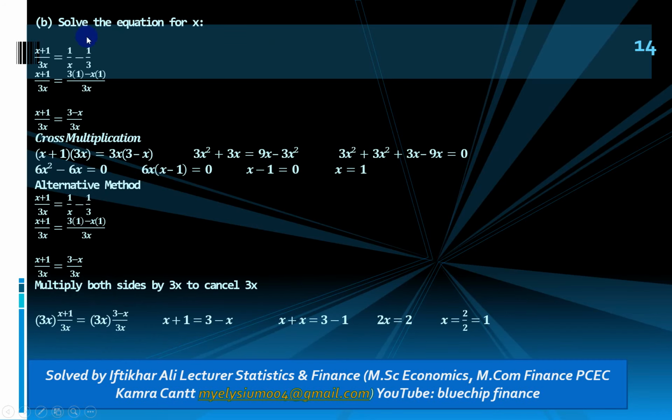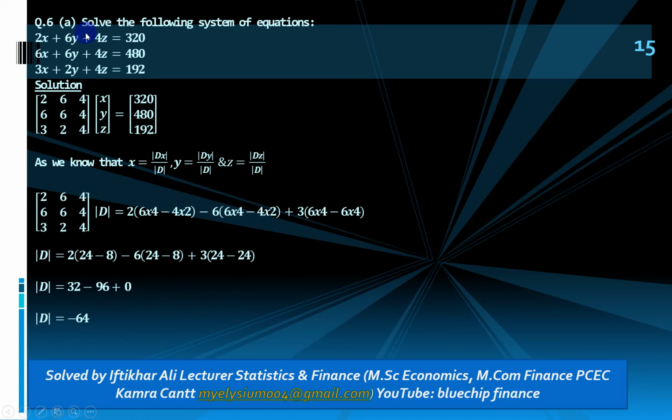Similarly, part B, solve the equation for x. We just simplify this equation and do the cross multiplication. X plus 1 multiplied by 3x and 3 minus x multiplied by 3x, and finally x equals to 1. There is an alternative method, so you can use according to your wish. So you can just pause the video and see the solution.